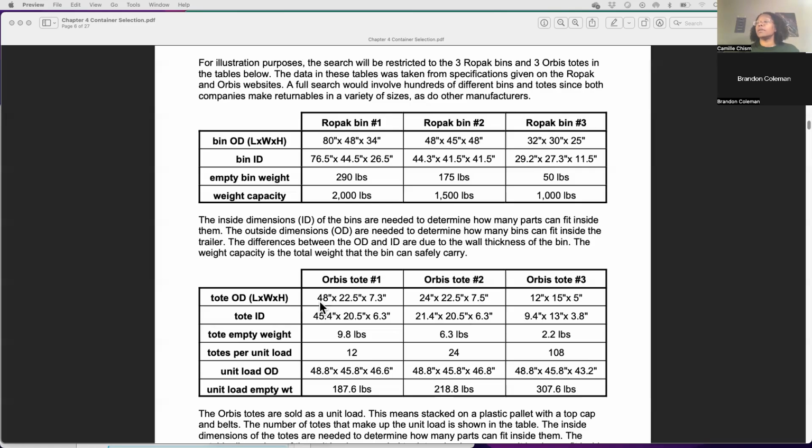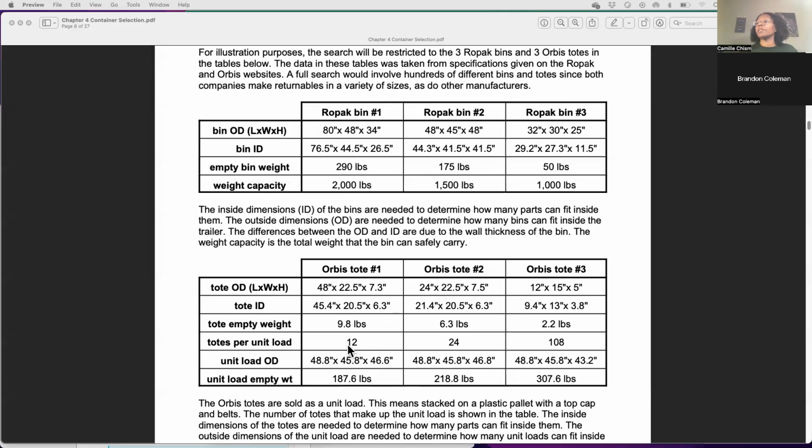So this one, again, was at 48. So you're going to get one along the length, and then on the 22 and a half, you're going to get 2 across in the 45-inch dimension. So you're going to get 2 per layer. And I mentioned before that you're going to get 6 layers high, no partial layer. So the 6 high times 2 per layer, you get 12. That's how they come up with these numbers.